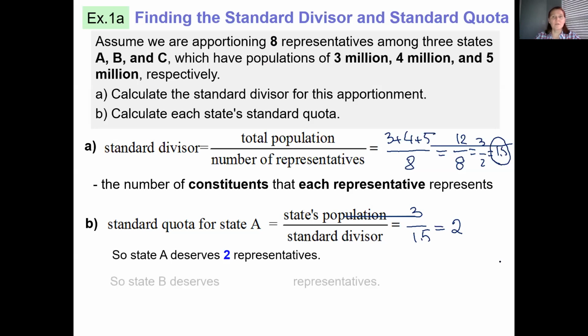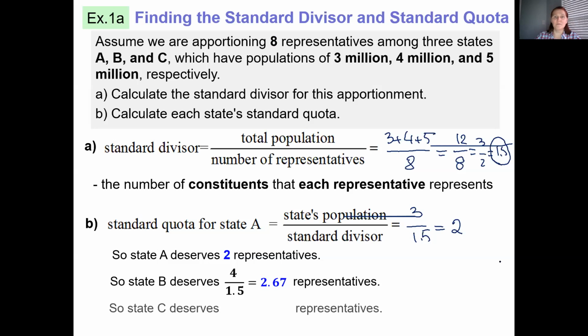State B, 4 million divided by the 1.5 standard divisor is approximately 2.67 representatives. This is the standard quota. It can have fractional parts. State C, now 5 million divided by 1.5 is approximately 3.33 representatives. So the standard quotas are 2, 2.67, and 3.33.